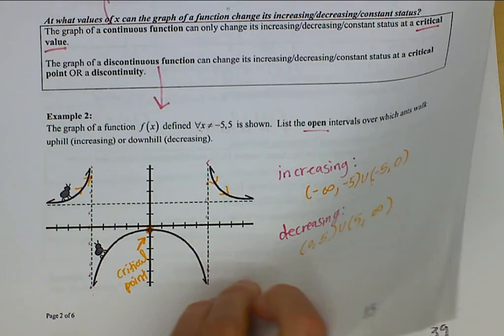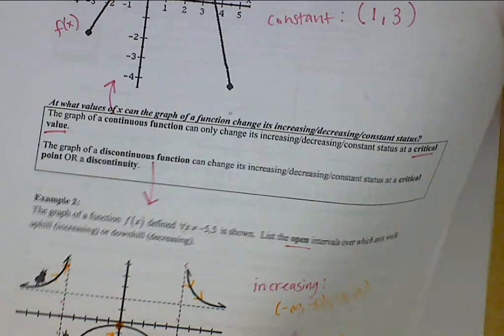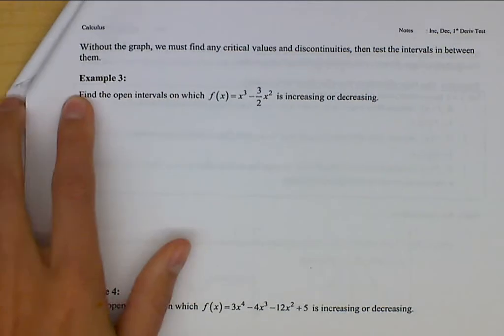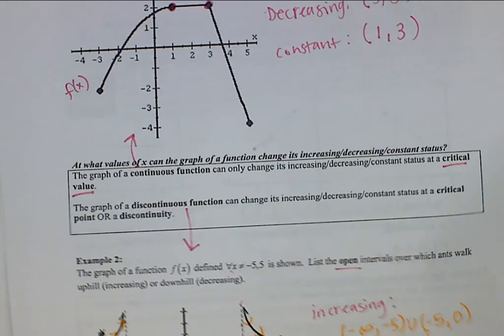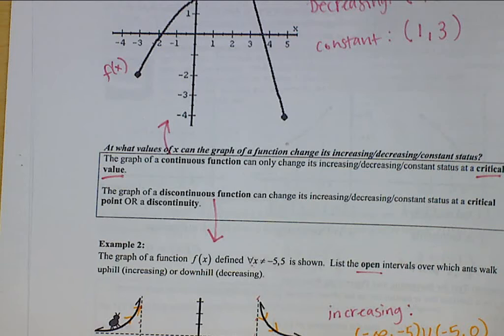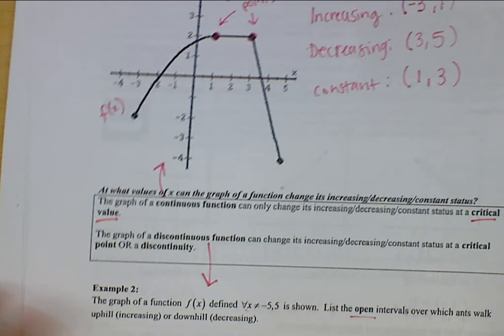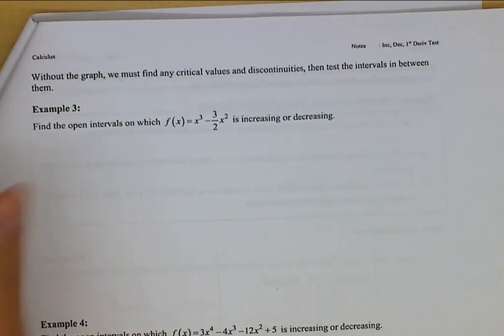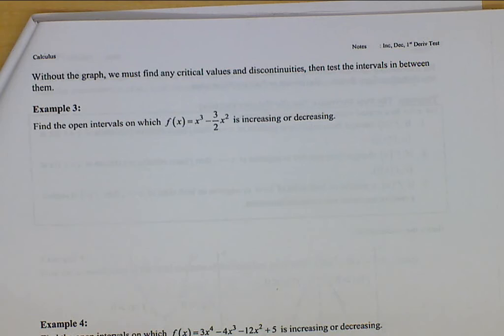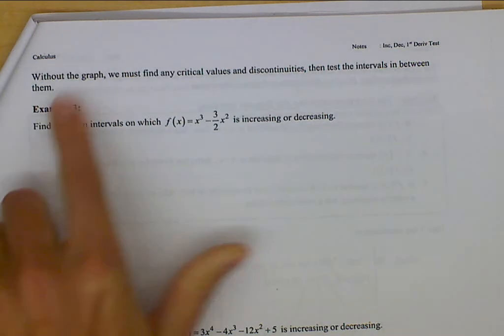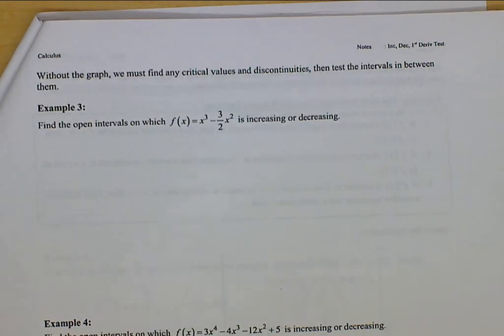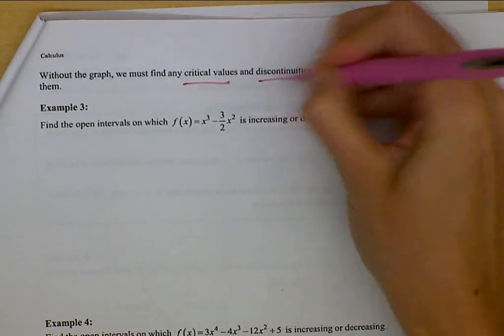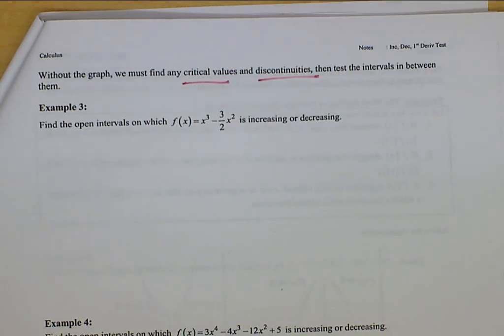We're going to look at more algebraic examples. The page we were just on had graphical examples of being able to tell when a function is increasing or decreasing. Obviously, it's much easier to look at a picture of it and figure out where it's increasing or decreasing, but sometimes we won't have that option. You'll have to figure it out algebraically. So without the graph, we must find any critical values and discontinuities. Remember, these are the points where it can change from increasing to decreasing to constant. And then we'll test the intervals in between them.